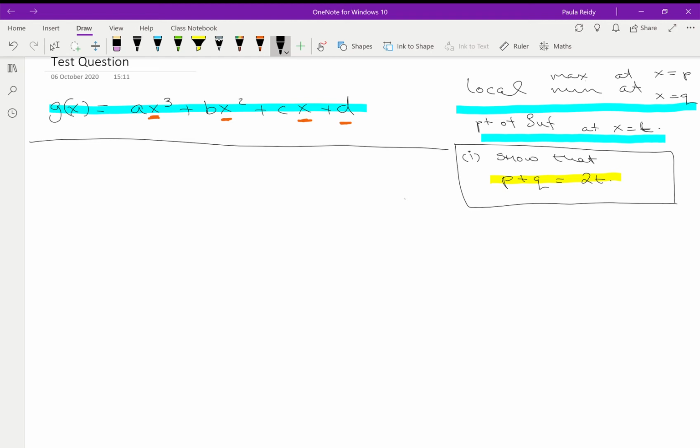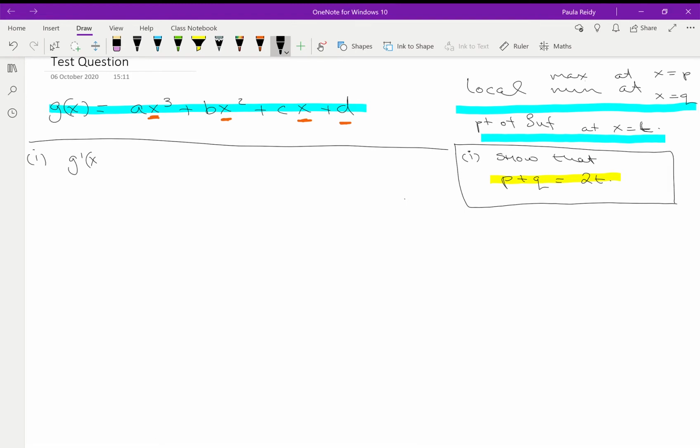Okay, as promised, I just wanted to run through this test question from last week. Here we have g(x), and we've been given some information: a point of inflection at x equals t, and a max and a min at p and q. So let's start to develop this so that we can get as far as the maximum and the minimum.